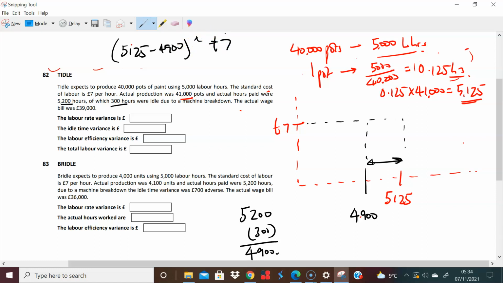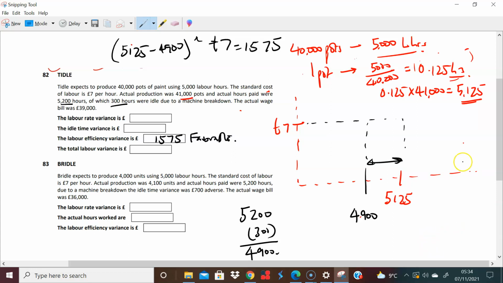5,125 minus 4,900 times 7, and that's 1,575. So 1,575 is your efficiency variance, and that is favorable. That's a favorable variance. That's the first thing.